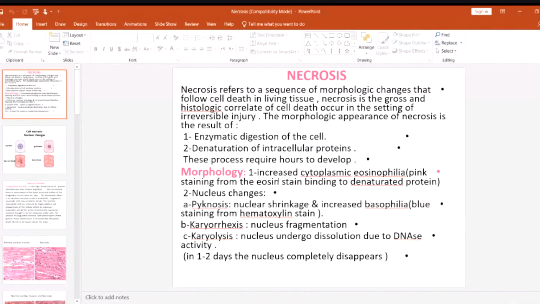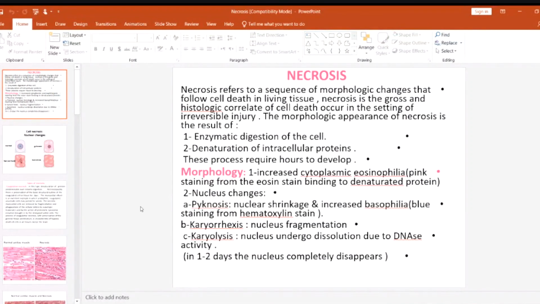Okay, so as I said, necrosis means the cell reached the point of irreversibility, or we call it cell death, and the morphological change seen in necrosis is the result of the enzymatic digestion of the cells and denaturation of the protein. So morphologically, what we will see in the cell, number one, is an increase in cytoplasmic eosinophilia, a pink staining from the eosin stain due to denaturation of protein.